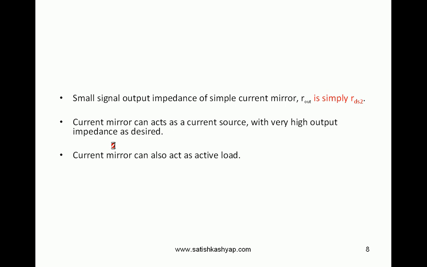Current mirror can also act as an active load. In place of a passive resistor, you can use a current mirror. By that time, that resistor is modeled as a current mirror, so that the current mirror is going to be an active element. That's why it is treated as an active load.